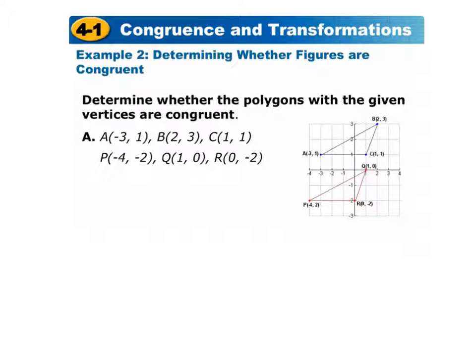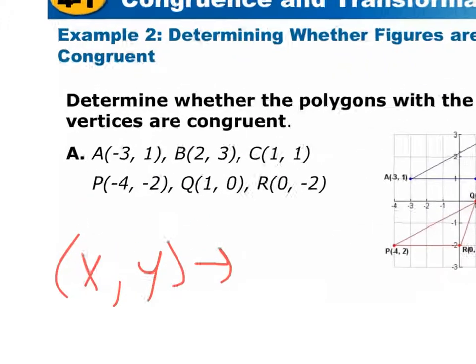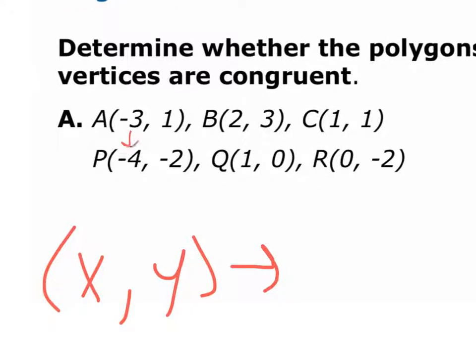So our first points, A, B, and C, are going to be our x, y, and we need to figure out what we're doing to the x's and to the y's. So how do we get from -3 to -4? What can we do to -3 to make it -4? You add up by negative. So we subtract 1. Let's test it out on the next one. If we subtract 1 from 2, do we get 1? Yes. So that works. And if we subtract 1 from 1, we get 0. So for our x, it's going to be x minus 1.